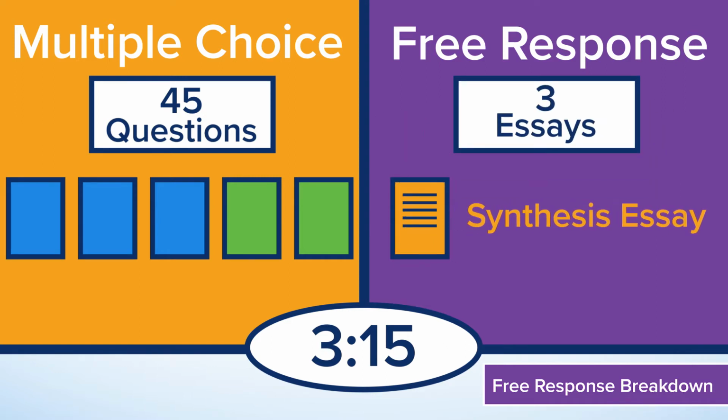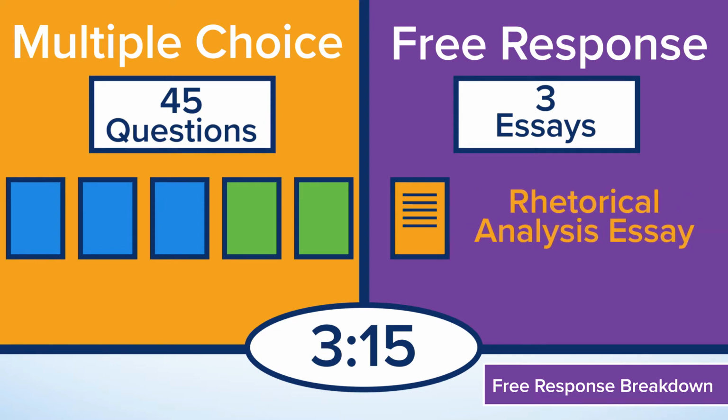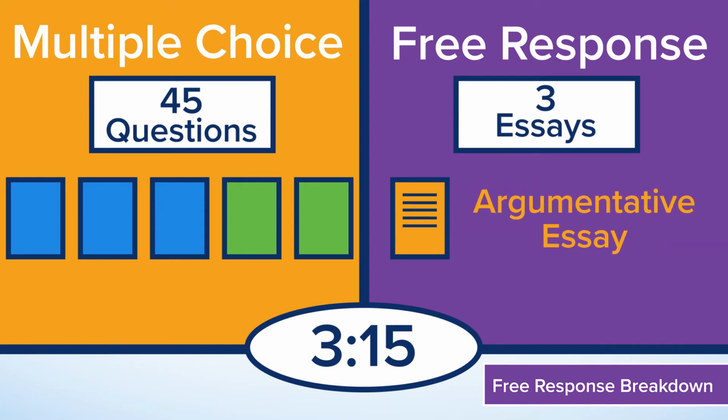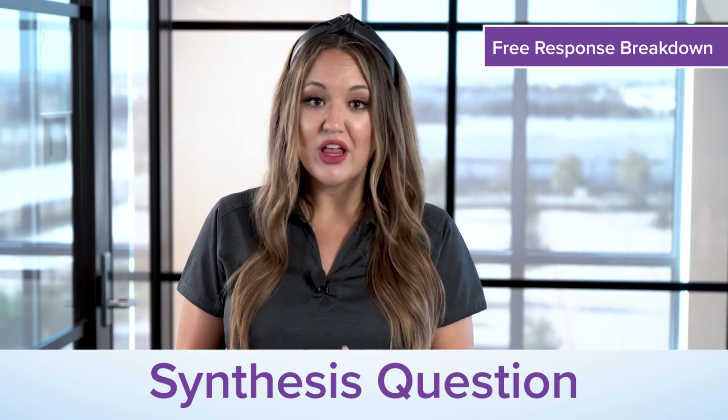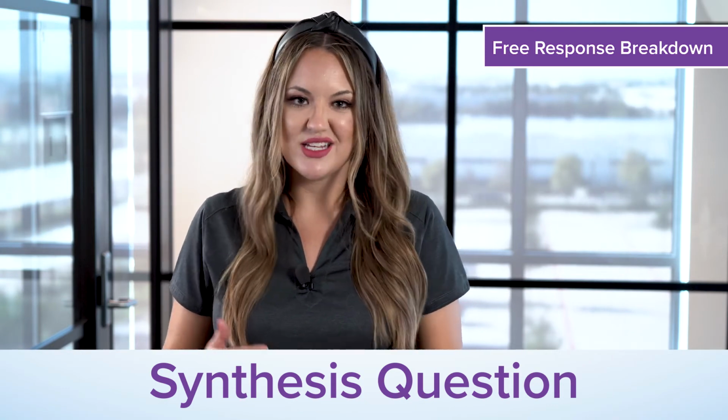One is a synthesis essay, one is a rhetorical analysis essay, and one is an argumentative essay. In the synthesis question, you'll be given 6 or 7 sources that range anywhere from text excerpts to photographs and even data in tables and graphs. And you'll be asked to develop a position about a topic, using at least 3 of those sources to support your position. It's very similar to a research paper that you might write in class.